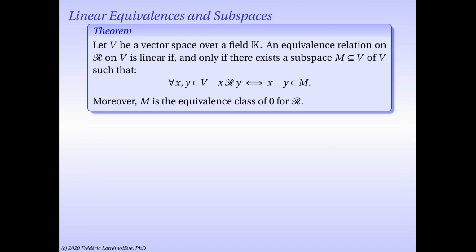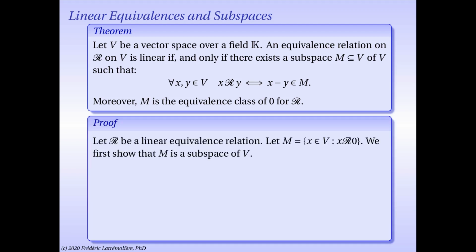Now, the core observation for this lecture is that linear equivalences are entirely described in terms of subspaces. So let's fix V a vector space over a field K. An equivalence relation on V is linear if and only if there exists a subspace M of V such that for any two vectors x and y in V, x is equivalent to y if and only if x minus y is an element of M. Moreover, this vector space M is the equivalence class of the zero vector.